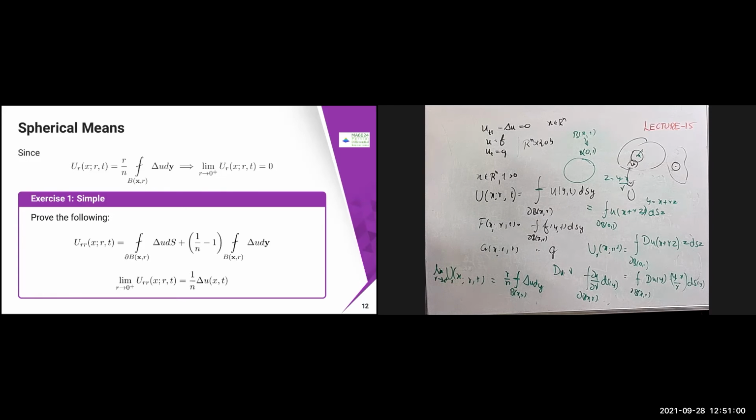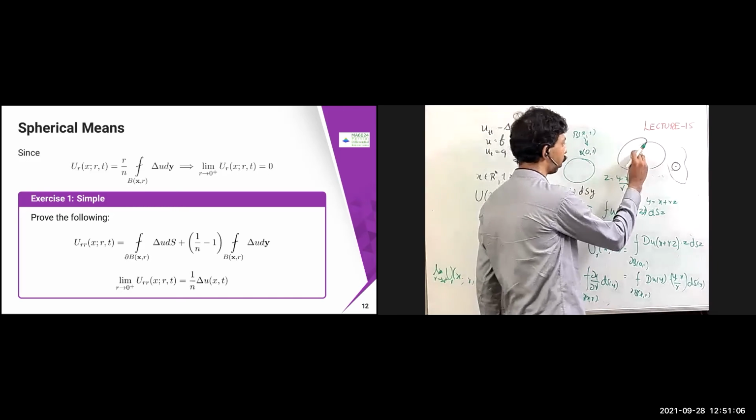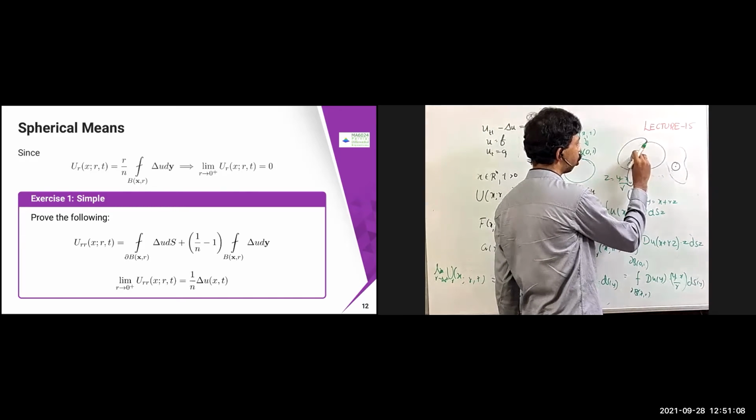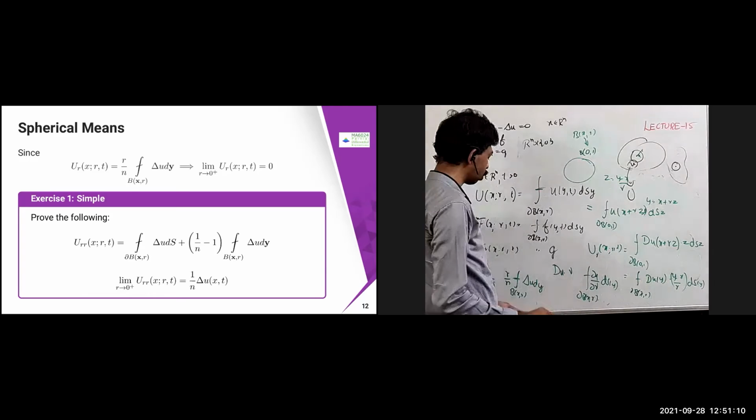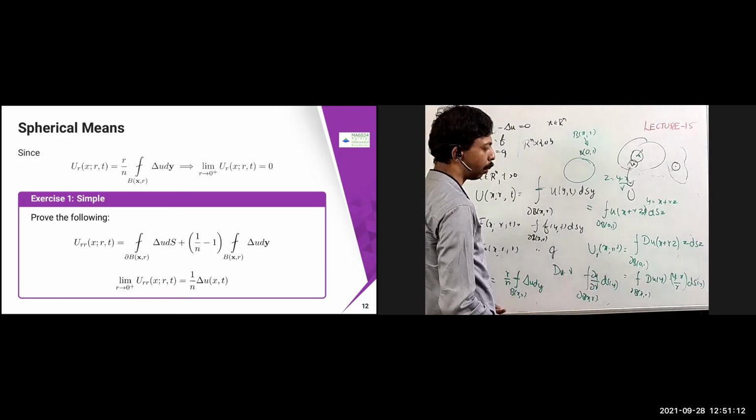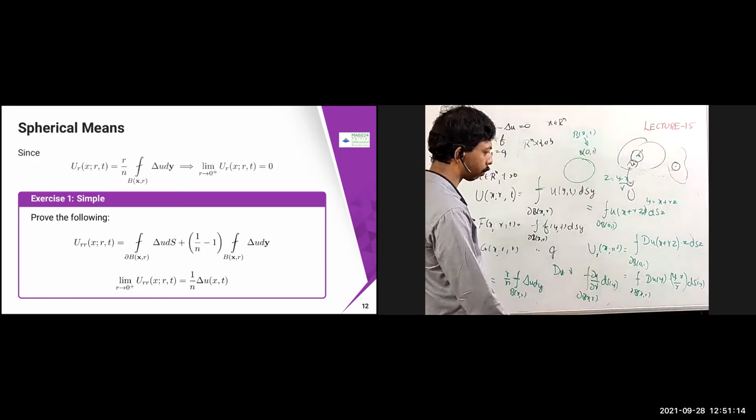So in this case, what is it going to become? This is going to become 0, because you can apply that r, you can just shrink the ball. You shrink the balls very, very close to 0, r tends to 0. Then, because r by n is there, this is going to become 0. Okay, this is a very simple one.